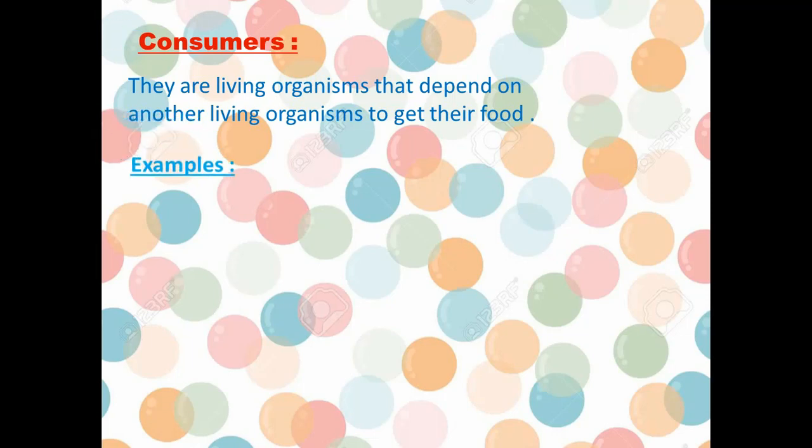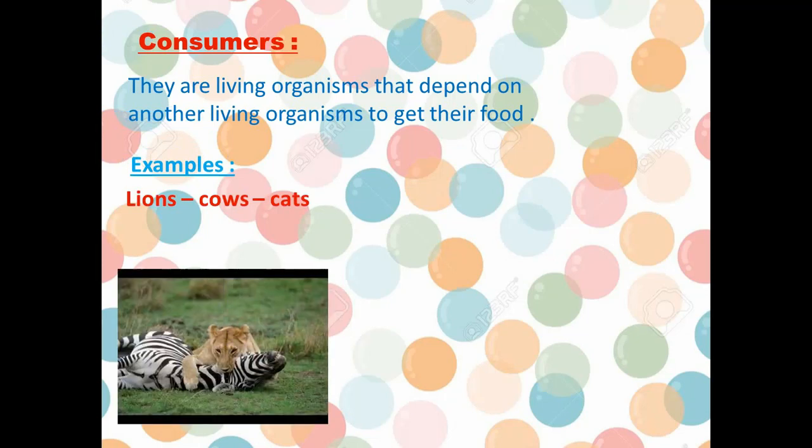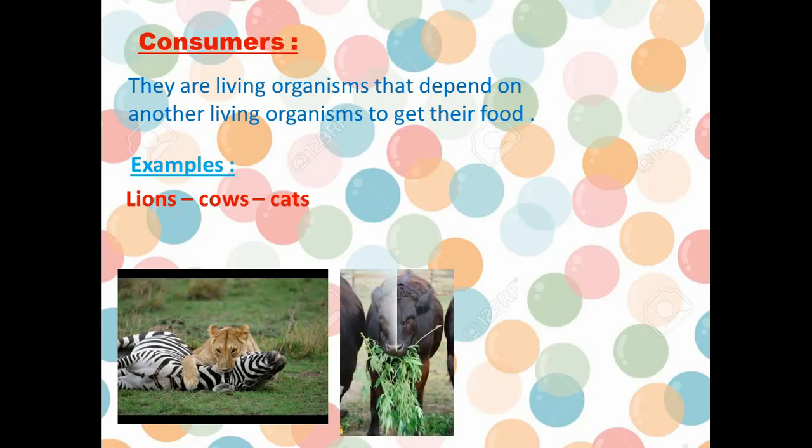Examples for consumers are lions, cows, and cats. For example, why did we say that lions are consumers? If we look here, we will find that lions get their food from other living organisms like zebra or deer. So they depend on other living organisms. So lions are consumers.